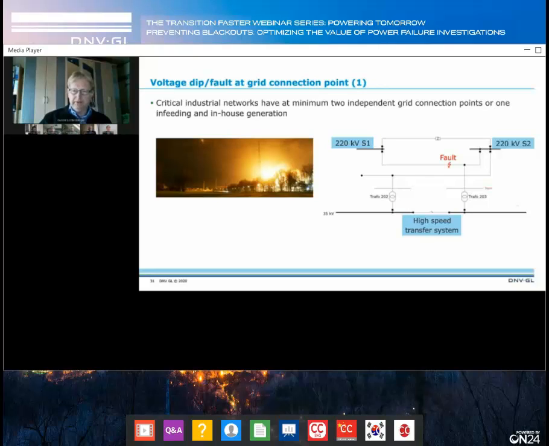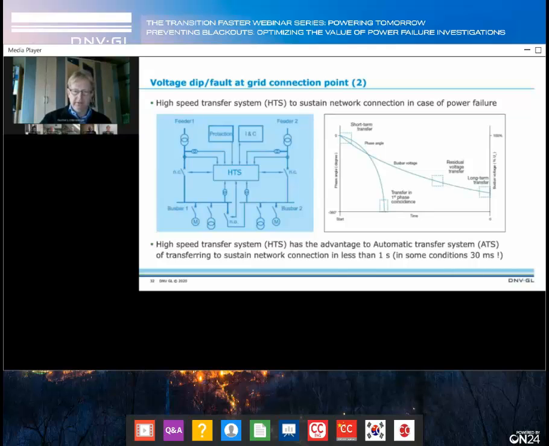And in this case, we had some faults on the 220 kV overhead lines with lightning strokes and so on. This happened 3 times, and 3 times the blackout came. Coming back to the high-speed transfer system, what is the idea of it? The main idea is that you have one feeder, which you see on the left side, which feeds busbar 1, and the second feeder, which also feeds a second busbar.